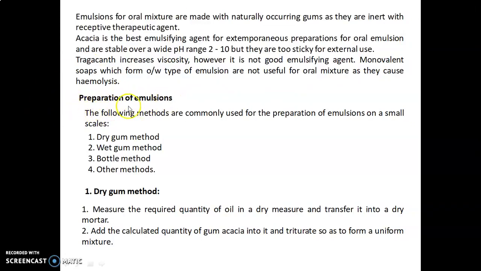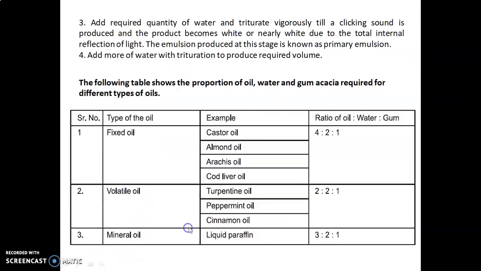Preparation of emulsions. The following methods are commonly used for the preparation of emulsions on a small scale: dry gum method, wet gum method, bottle method, and other methods. First of all, let's discuss the dry gum method. In this, first we have to measure the required quantity of oil in a dry measure and transfer it into a dry mortar. Then add the calculated quantity of gum acacia into it and triturate so as to form a uniform mixture.